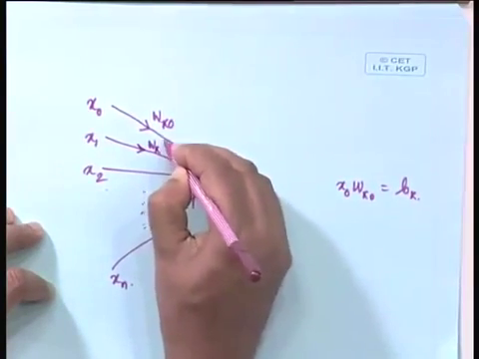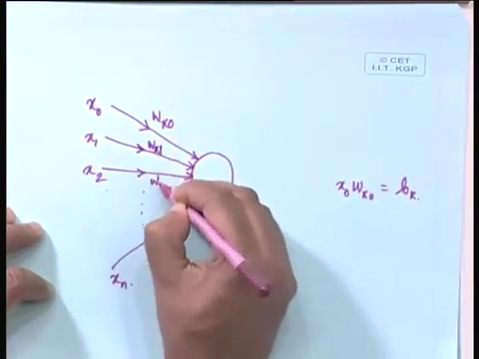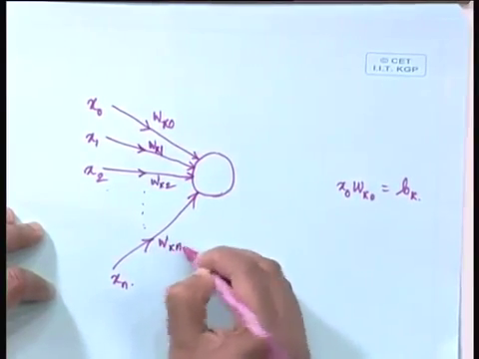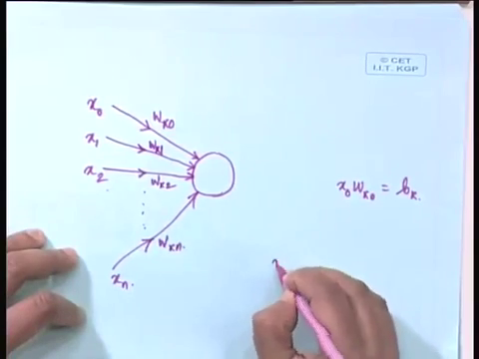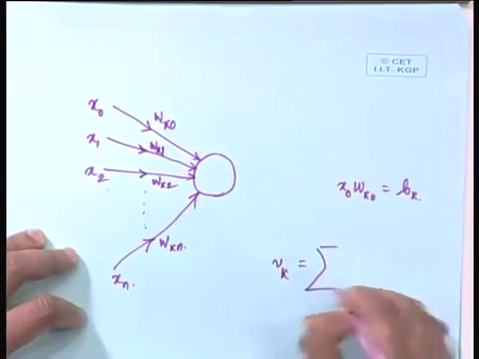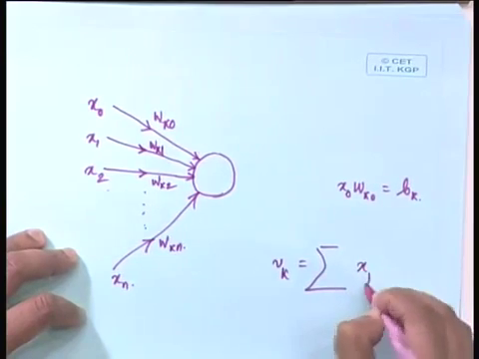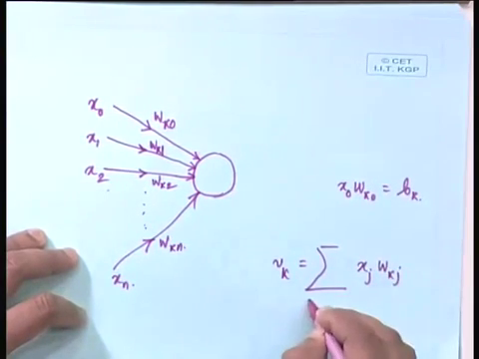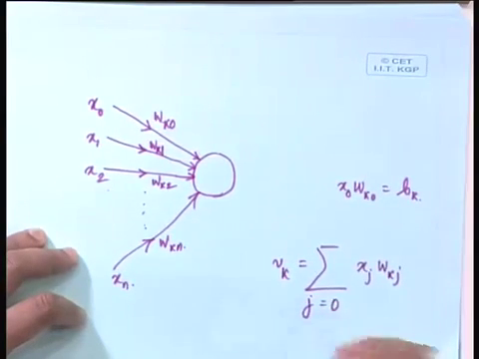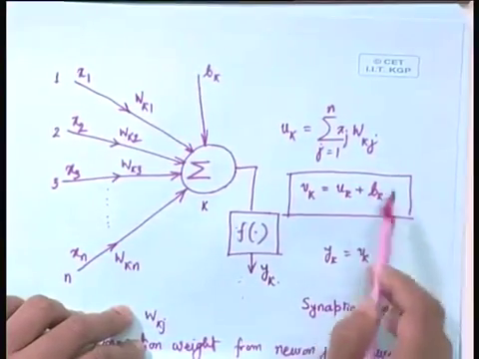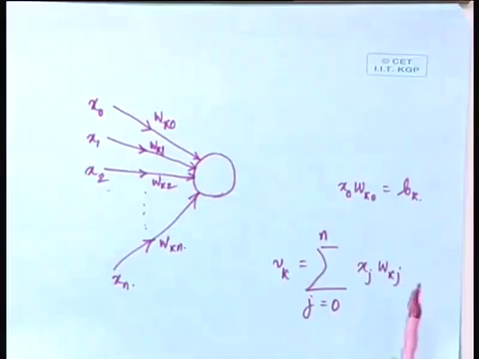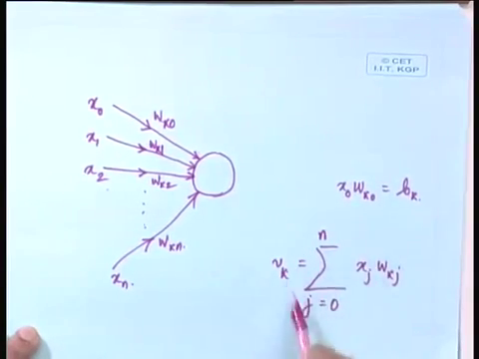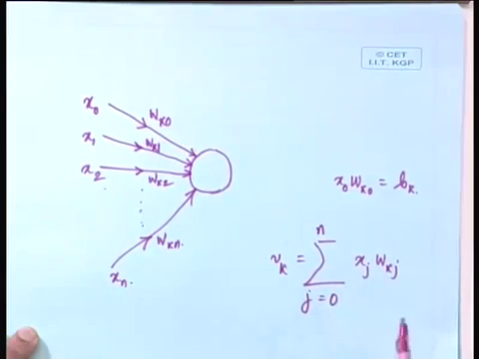So this is wk0, this is wk1, this is wk2 and this is wkn, so that when I write the expression for vk, I can simply add it up like this: xj wkj, summed from j equal to 0 to n. That is the only difference. Earlier I was taking j equal to 1 to n and then adding the bias to it in order to realize vk, and in this case I am simply describing it by a single equation, the summation of xj wkj.